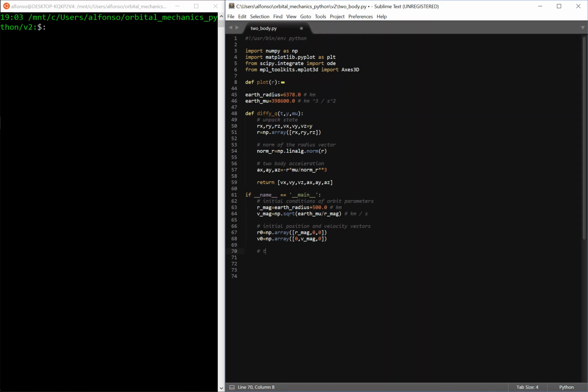Something else we need is our time span, how long we want to run the simulation for, which I'll define as 100 minutes, just because I know that the period of an orbit at around 400 kilometers is about 90 minutes, so this should be somewhere near 100 minutes times 60 seconds per minute. Yep. Should be somewhere there. 100 minutes.